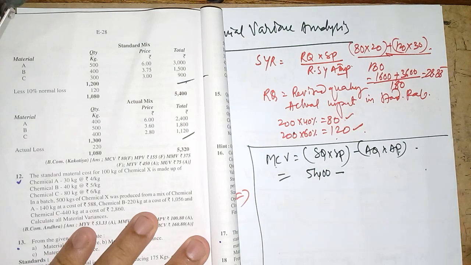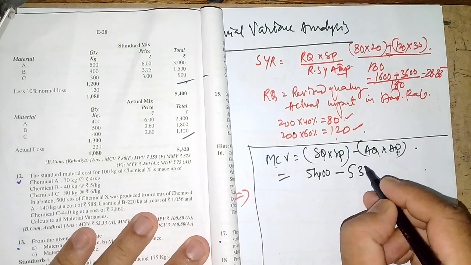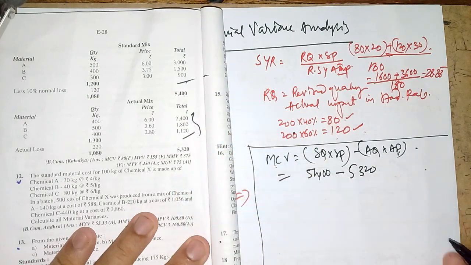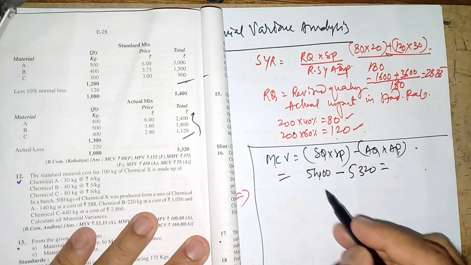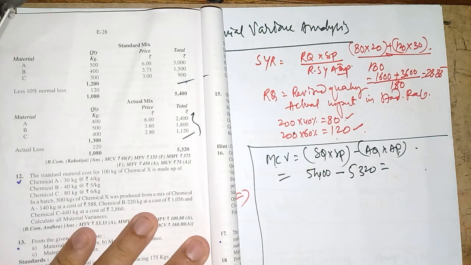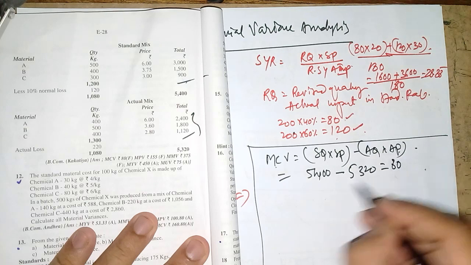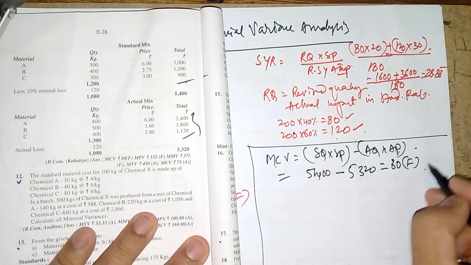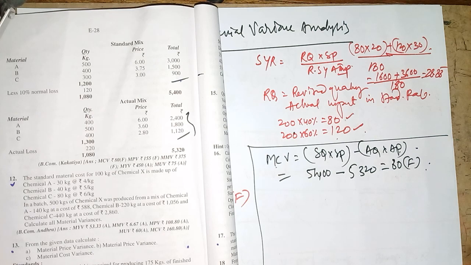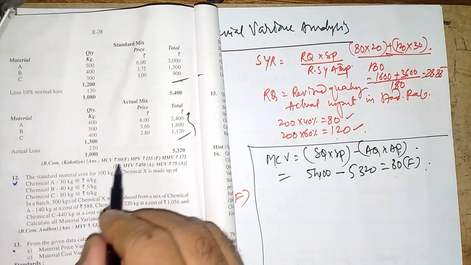5400 minus this summation, that is 2400 plus 1800 plus 1120, that is equal to 5320, the summation of these values, right? That is equal to, we are getting 5400 minus 5320. So 80 rupees we are getting, that is favorable, F, right? So the answer is 80 favorable, correct.